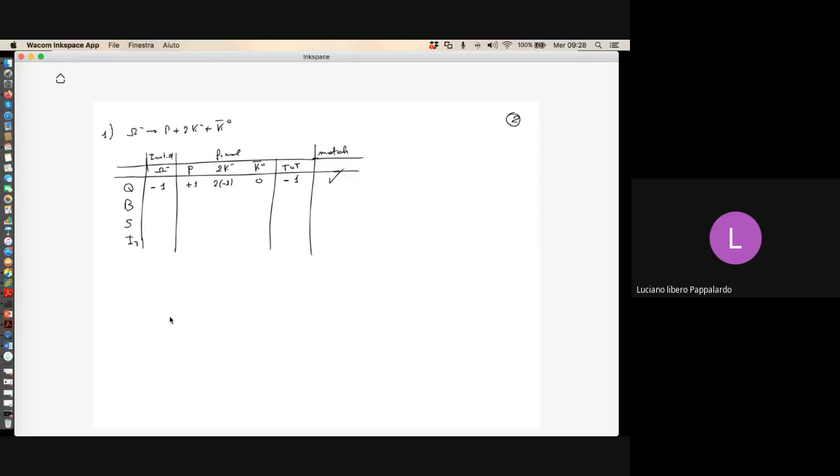What about baryonic number? The omega minus is a baryon, so it comes with a +1 baryonic number. In the final state, we have a proton, which is, of course, a baryon. Then the kaons are all, as you remember, mesons, so they both have 0 baryonic number. So overall, the final state baryonic number is +1, and again, we have a match between initial and final state.